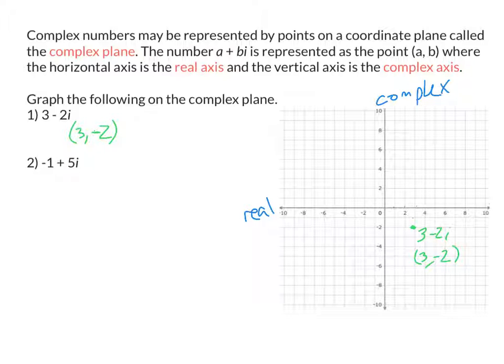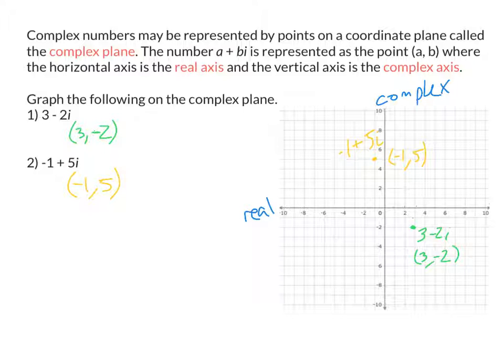All right, the next one is negative 1 plus 5i. As an ordered pair, we can look at it as (-1, 5). So we would just go left 1 and then 1, 2, 3, 4, 5 up. And again, we can look at this as either (-1, 5) or as the number negative 1 plus 5i.